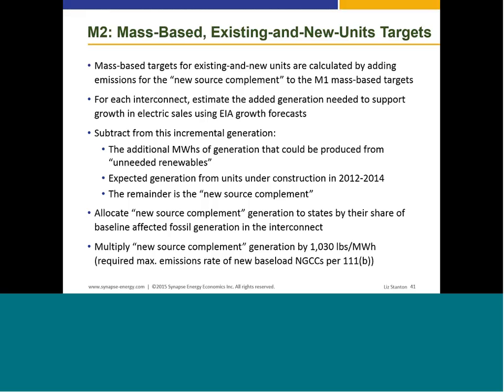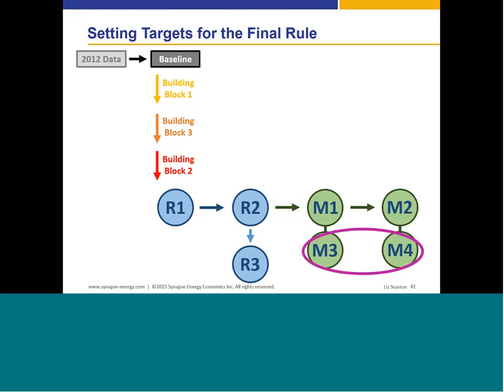It's the part that must be provided by some kind of new generation if we're going to meet those increased sales. Of course, this is putting energy efficiency to one side. That's not part of the target setting discussion, although it's certainly part of a compliance discussion. They take the new source complement piece, they multiply it by the actual target on that other rule, which is called 111B, the rule that's for new NGCCs, and that tonnage is added to the tons for the M1 target, and there you go. You've achieved your M2 target. So I said it was complicated. That's about how it works.